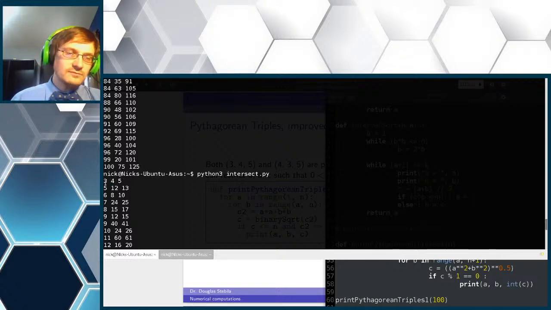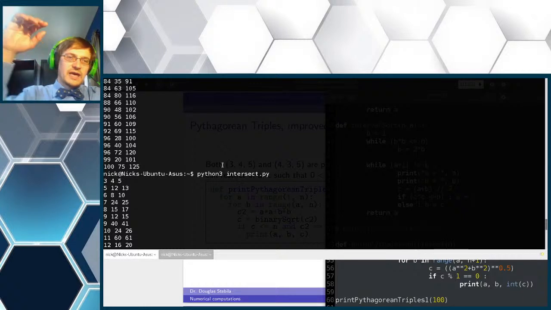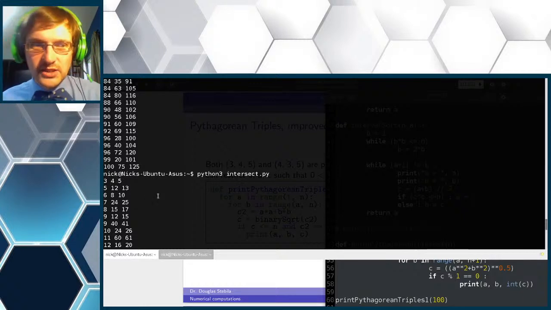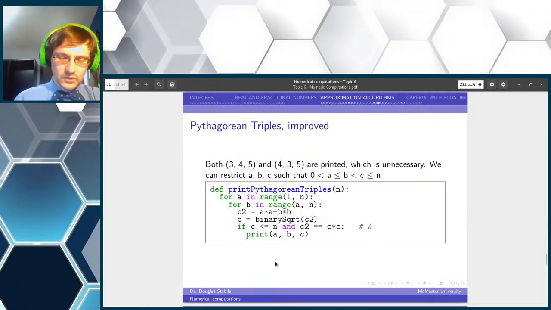Because b must be greater than a, that's the constraint that we've added by making b start at a, you don't get this case where you have the version where a is less than b and the version where a is greater than b, because a is always going to be less than b now. So there you go. Cool, cool.